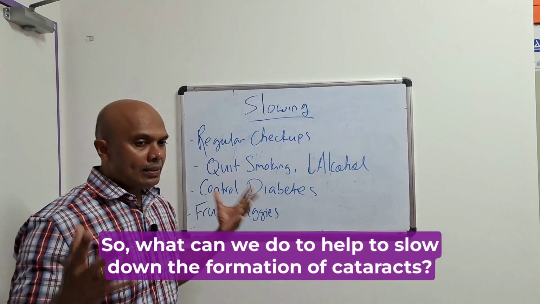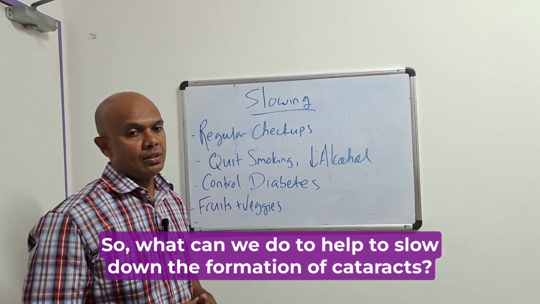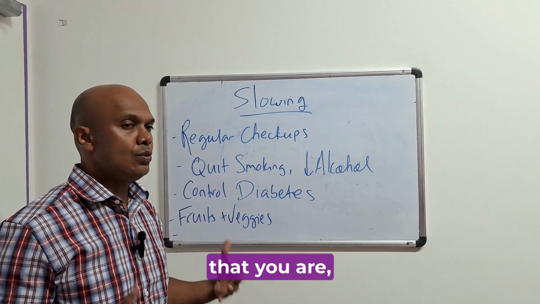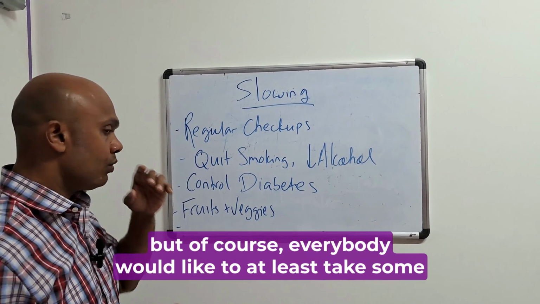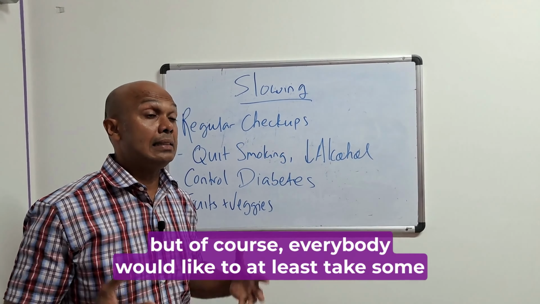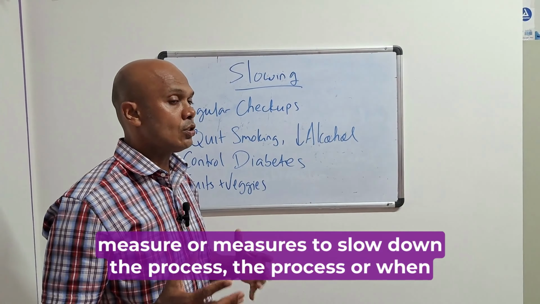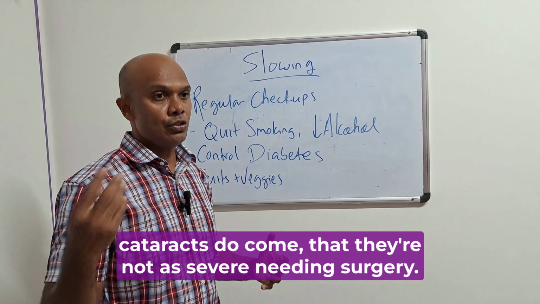So what can we do to help slow down the formation of cataracts? Now, you may not be able to entirely prevent cataracts. It's said that if you live long enough, you eventually are going to develop cataracts. But of course, everybody would like to at least take some measures to slow down the process, or when cataracts do come, that they're not as severe, needing surgery.